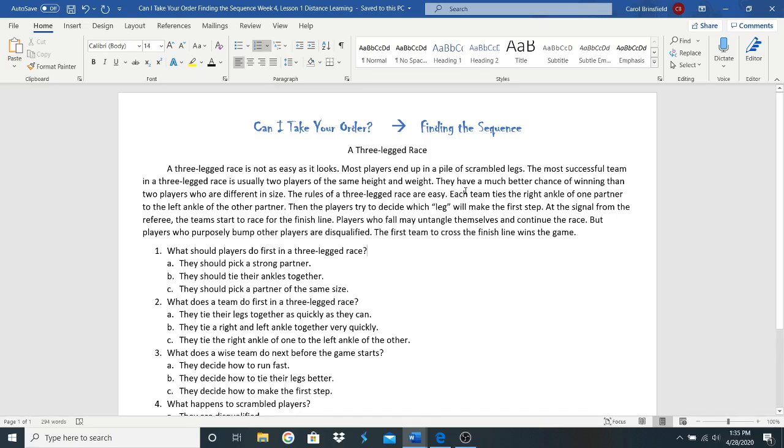They have a much better chance of winning than two players who are different in size. And then it goes on to talk about them tying their ankles together. So it didn't say anything about a strong partner, although we would hope you would be pretty strong. They should tie their ankles together. Well, you have to pick your partner before you do that. So C, answer choice C, was the best answer. They should pick a partner of the same size.